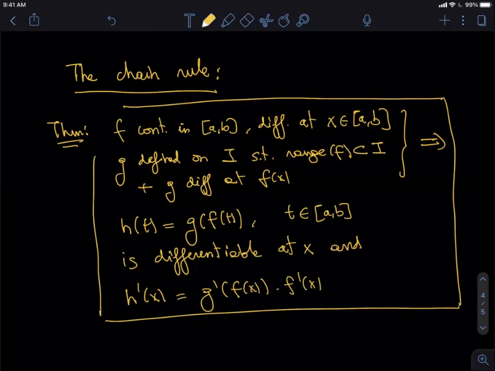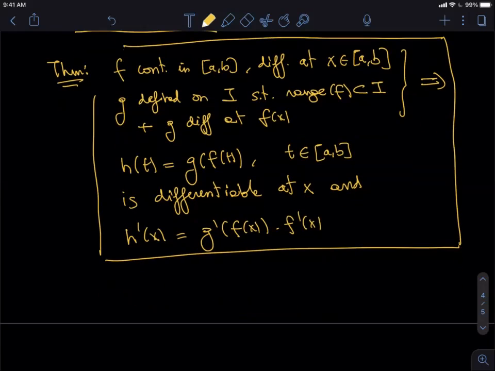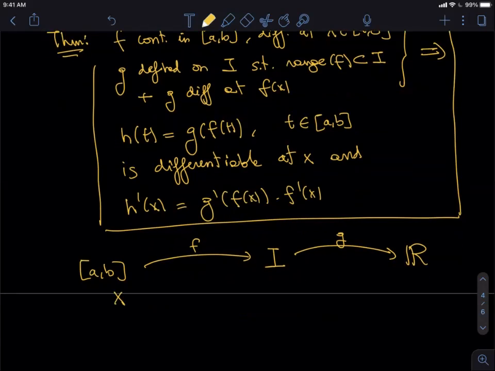In higher dimensions, the chain rule looks a little different. Okay, so here again we have our [a,b], and then our function f is taking it somewhere in the range that is contained in I. And then G is taking I into the real numbers. So for example, our x is mapped to f of x, which is in I. So it's in the domain of G, and then we can apply G and map it to g of f of x, which is h of x.